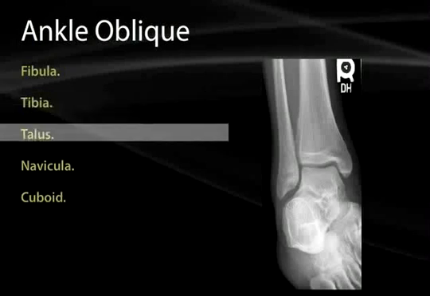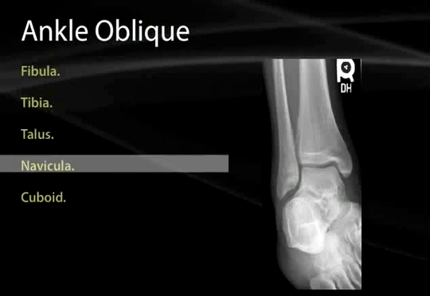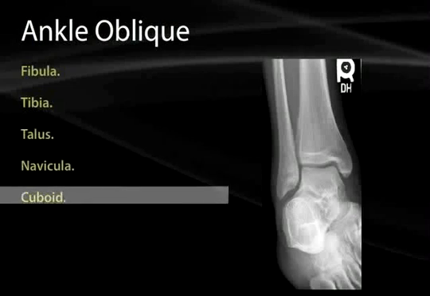Here you can see the talus. The talus has a nice round head to it and kind of that saddle body where it articulates with the tibia to form the talocrural joint. Then we can see this boat-shaped navicular, the nice square cuboid, and we don't have a very good view of the cuneiforms.